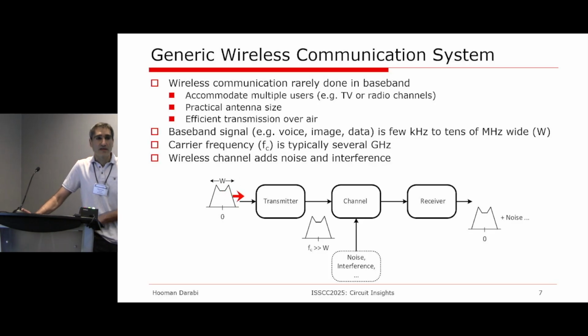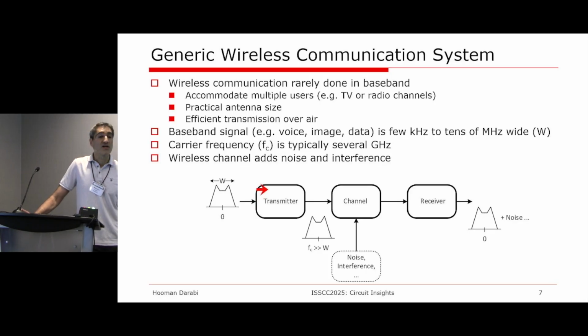In wireless communication, you will rarely send this baseband signal directly, as is, through the air. There are several reasons for that. The basic one is to accommodate multiple users. A good example is FM radio stations or TV stations, where you change your channel by tuning to a different frequency. The content is the same information at baseband, but it's transmitted over different frequencies, and you can select which frequency you want by tuning your radio to that channel.